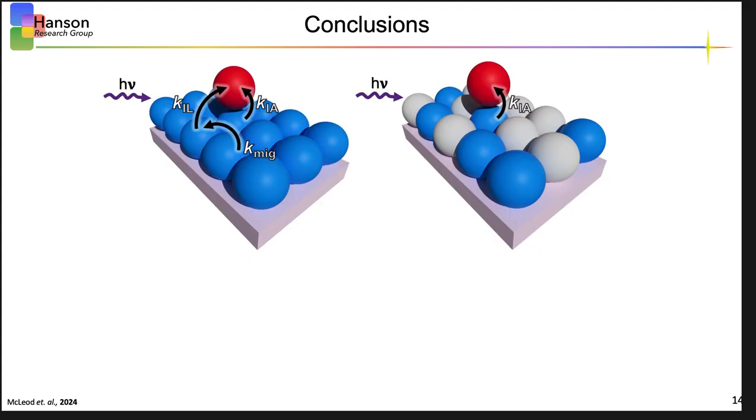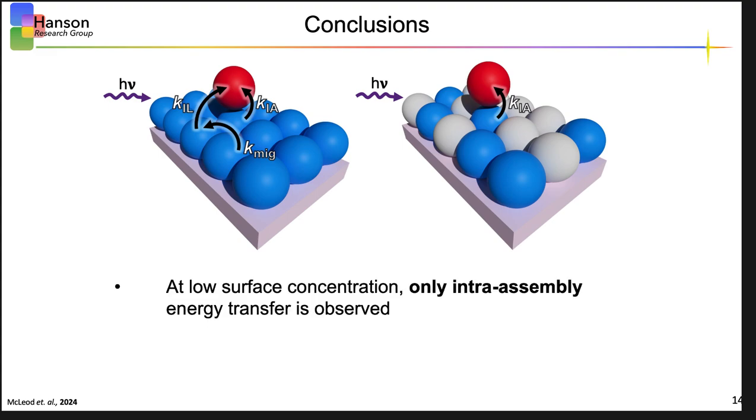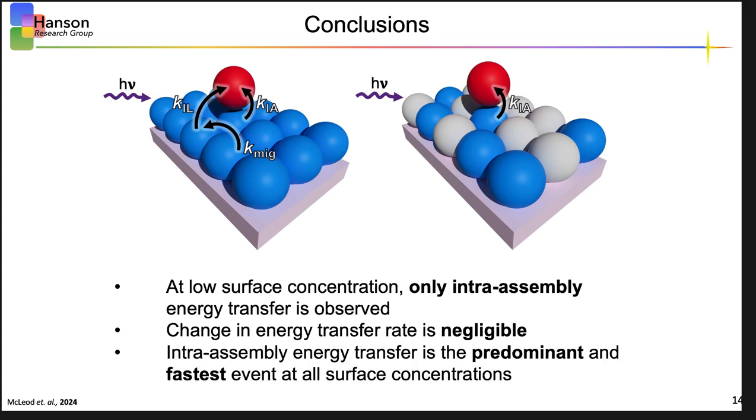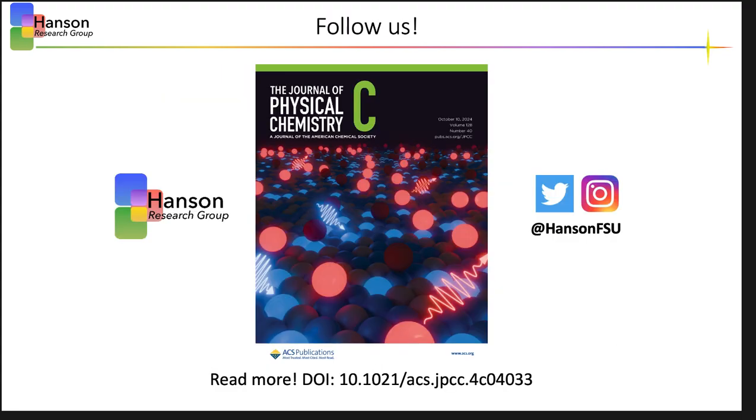The main takeaways from this project are that at low surface concentrations, we did in fact only observe intra-assembly energy transfer. At all concentrations, this is the predominant and fastest process observed. And these conclusions position us well to further investigate the metal-ion-linked multilayer structures, as we've determined the mode of energy transfer regardless of many possible orientations and concentrations.